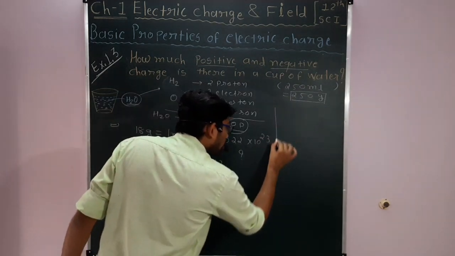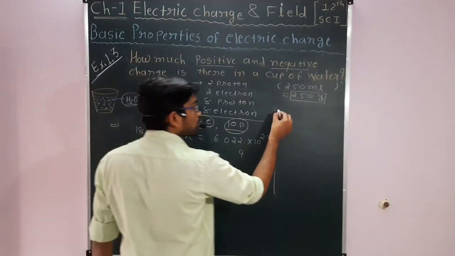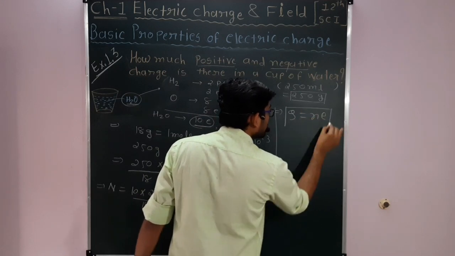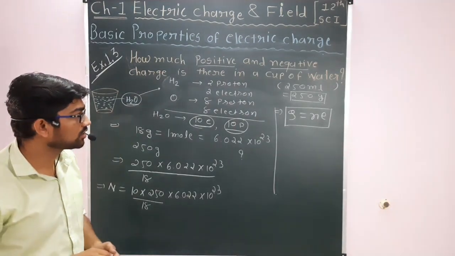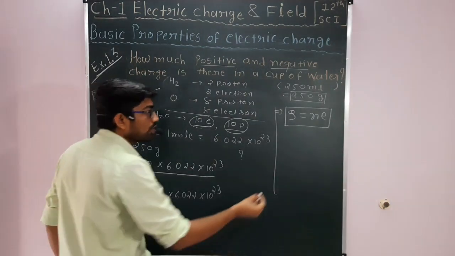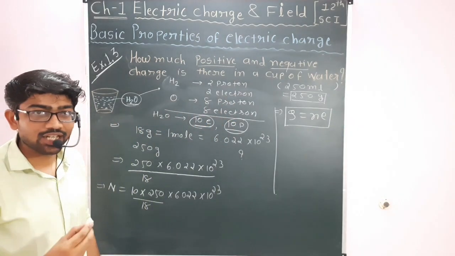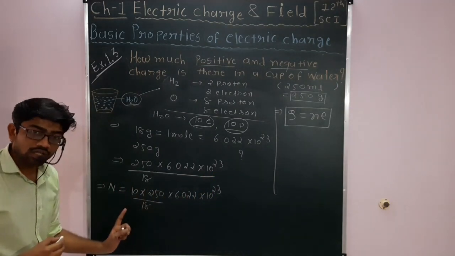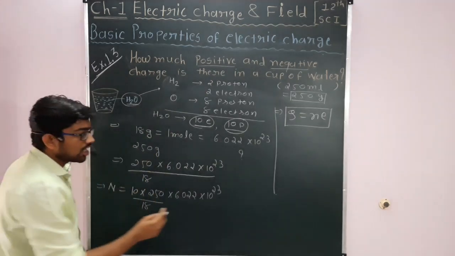Now we use the equation of quantization. Q is equal to Ne. By this equation we can find the total charge present in the water. Q is equal to Ne, where e is the electron charge, 1.6 × 10^-19. The total number of electrons is this much, so simply multiply by the unit charge.